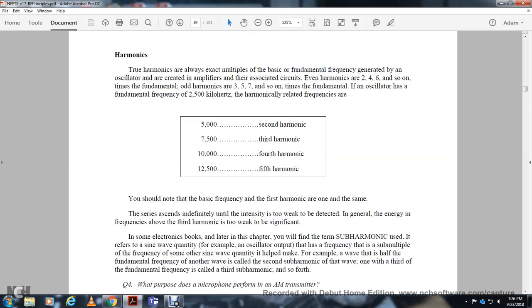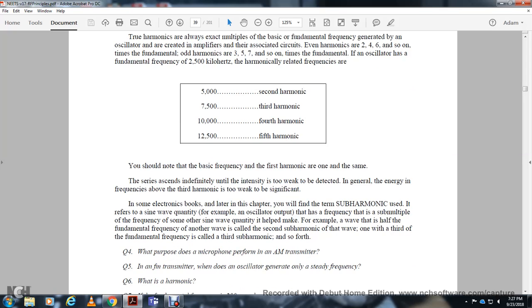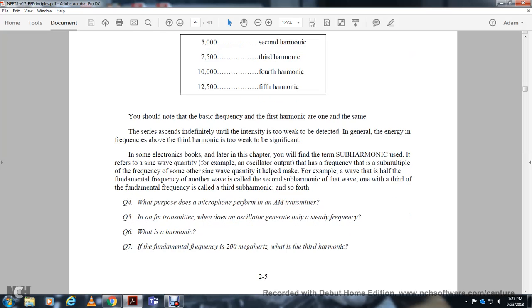You should note that the basic frequency is the first harmonic, of the same series. The intensity of the energy at frequencies above the third harmonic is too weak and not significant in some electronic work. Later in the chapter you will see the term subharmonic, which refers to a wave whose frequency is a submultiple of the frequency of some other wave. For example, a wave of half the fundamental frequency is called the second harmonic, then one of a third of the fundamental frequency is called the third harmonic, and so forth.